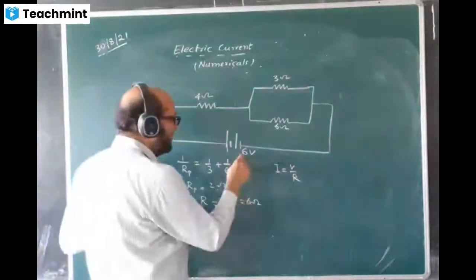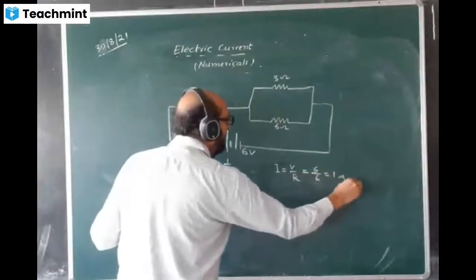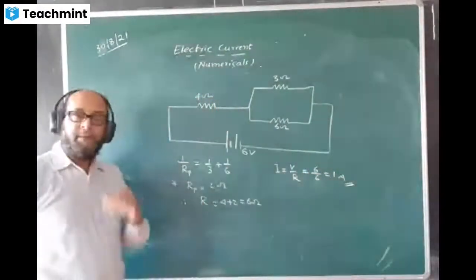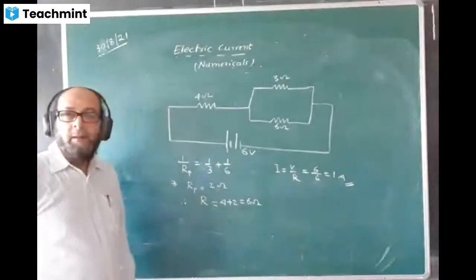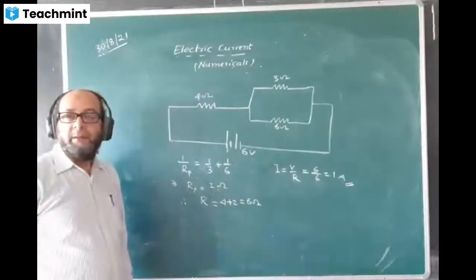Voltage is how much? 6. This is also 6, so I is 1 ampere. Finish. The total current drawn from the battery is 1 ampere.